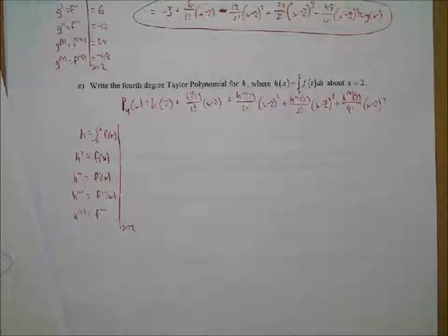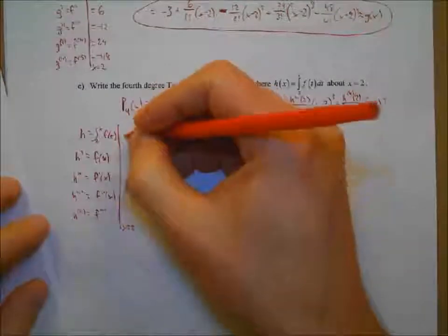So what is h of 2 going to equal? 1 or 0? It's from 2 to 2, you're integrating from 2 to 2. There's no area to accumulate there, so it'll be 0.